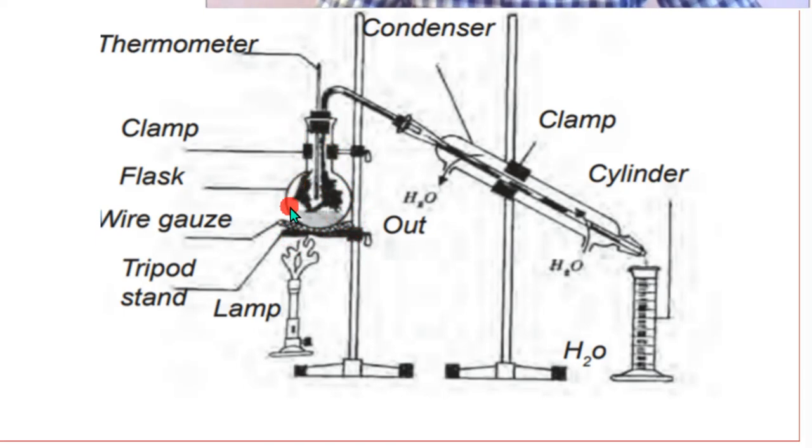It has a round shaped structure, so it is known as round bottom flask.